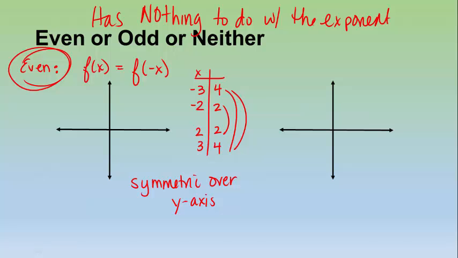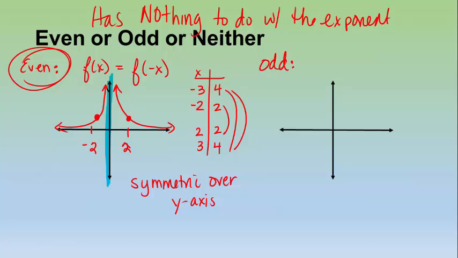So for example, this is an even function because if I'm on this side at x equals, let's say, 2, or I'm on this side at x equals -2, the y value is the same. This makes it even. So it has to be symmetric over the y-axis. And if you see reflection, then this is an even function. Okay? Now, odd functions.